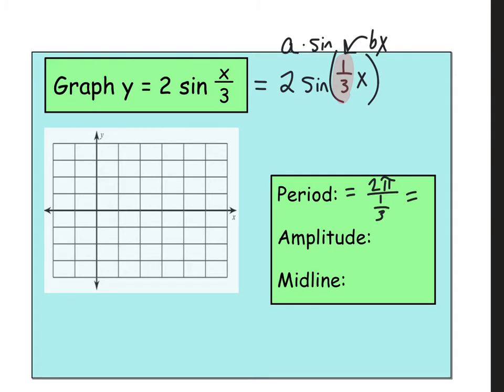You can always get the period by taking the standard period of 2 pi and dividing it by b. So we're dividing by 1/3. And remember, when you divide by a fraction, that's the same as multiplying by the reciprocal, so it's really like multiplying by 3. So the 2 pi will actually become 6 pi.